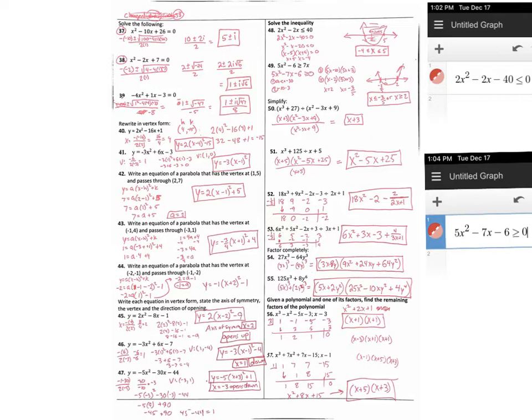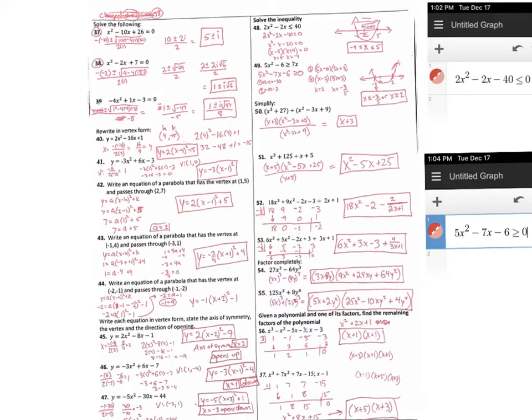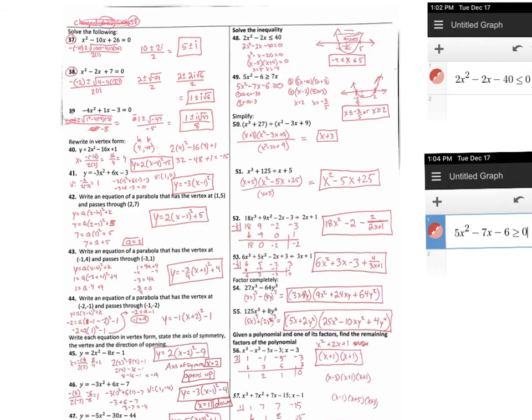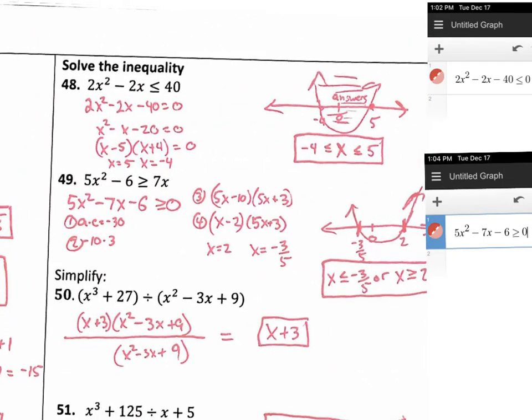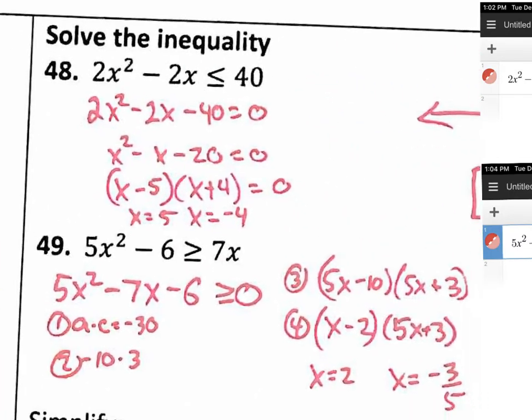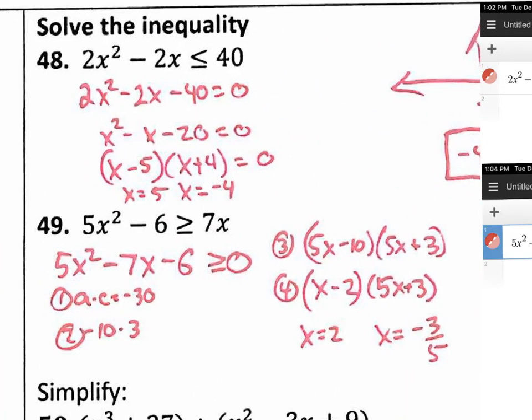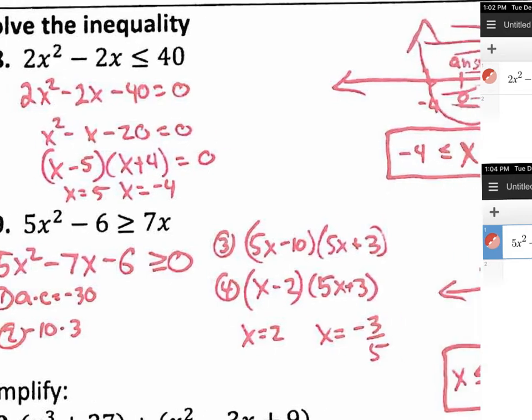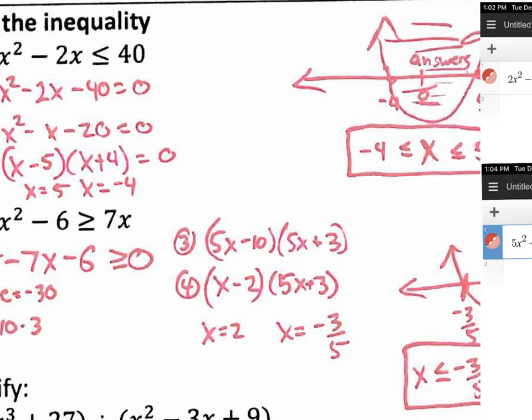I apologize for the poor video editing, but on this third page, if you look at number 48, 48 takes a very long time to do. What's the process? I mean, this is a solution, right? But what's the process on 48? Well, you first have to subtract 40, move it over so it could be equal to 0. You pretend it's an equation. Even though it's not an equation, it says less than or equal to. You pretend it's an equation so you could factor out a GCF and then factor, split it, and solve it, get your 2 answers.